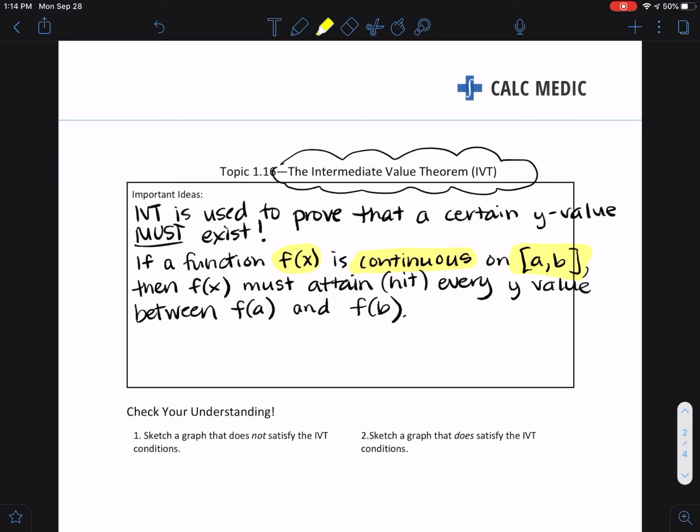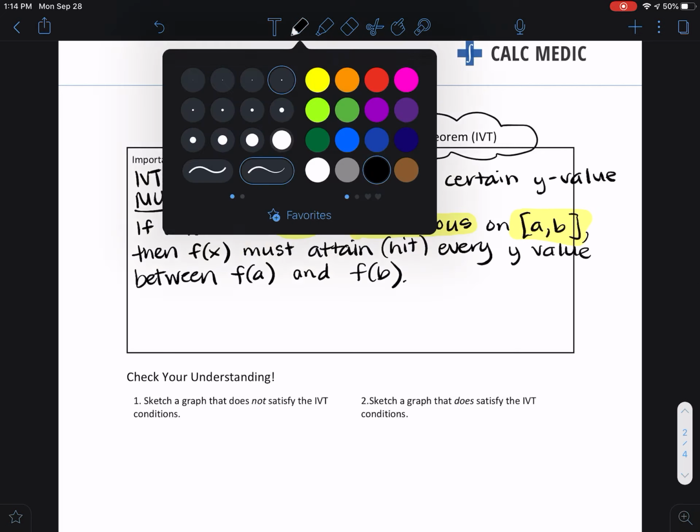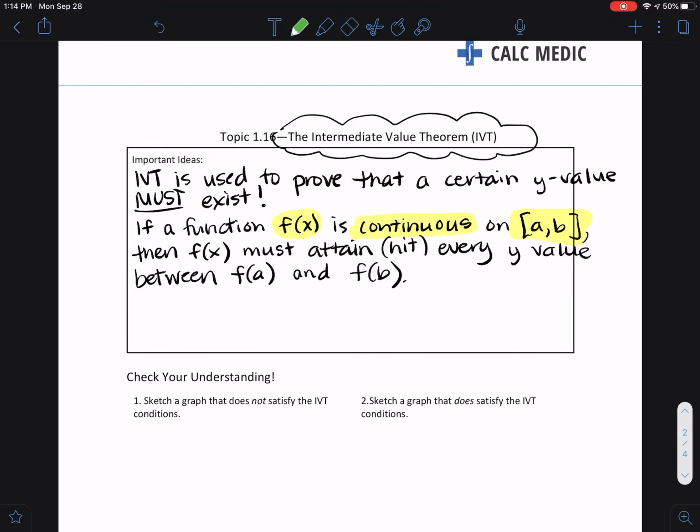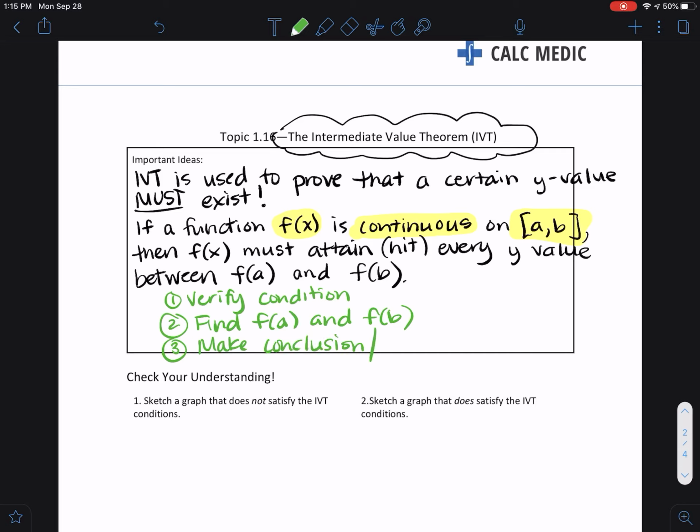So couple things you want to do. Every time you are talking about the IVT, the first thing you want to do is verify the condition. The second thing you want to do is find f of a and f of b. And then you want to make your conclusion. And for that conclusion, make sure you write a sentence.